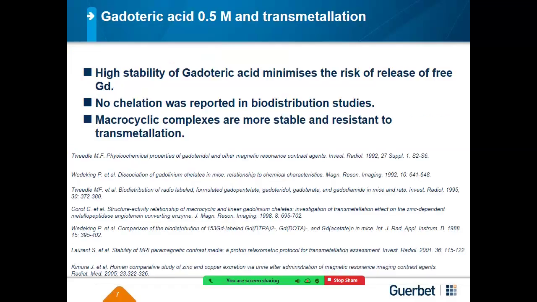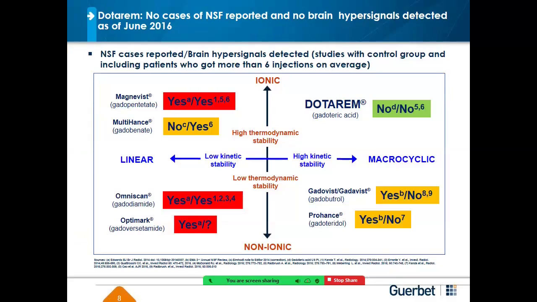So higher stability of gadolinium-based agents minimizes the risk of transmetallation. Transmetallation is when the gadolinium breaks and comes out of its form, and it becomes toxic. The chances of transmetallation are far less with the macrocyclic agents basically. When it is not in the toxic form, there will be fewer cases of NSF, and brain hypersensitivity signals will also be lesser.